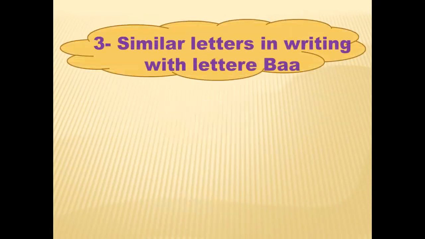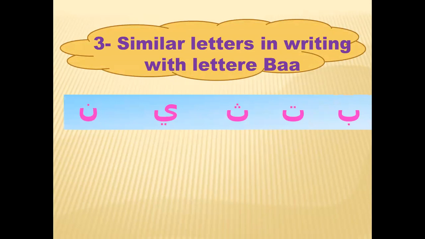Let's go to the third part in our class today to study the similar letters in writing with letter B. الحروف المتشابهة في النطق مع حرف الباء. There are five letters similar to letter ba. Ba, ta, sa, ya, nun. They have the same shape in the beginning of the word, but the difference between them is the dots.